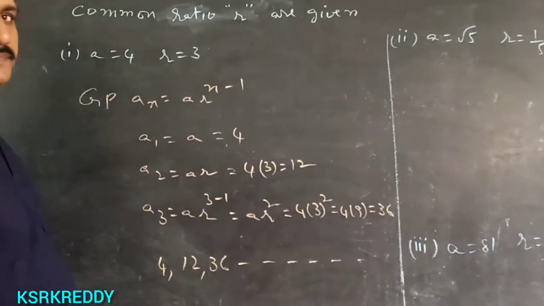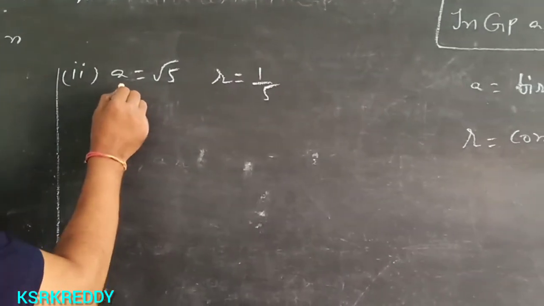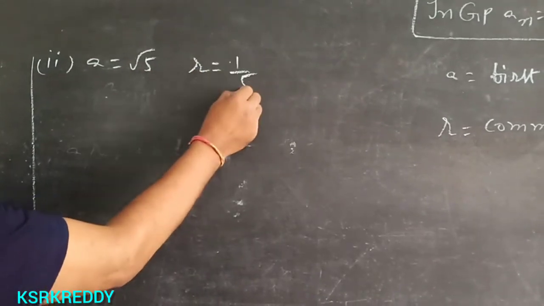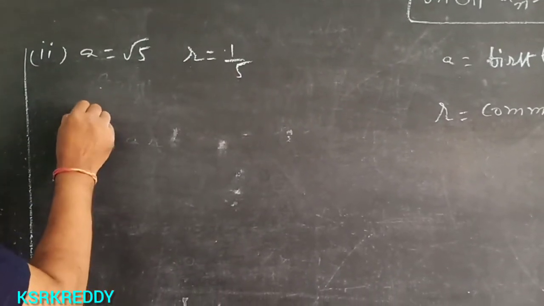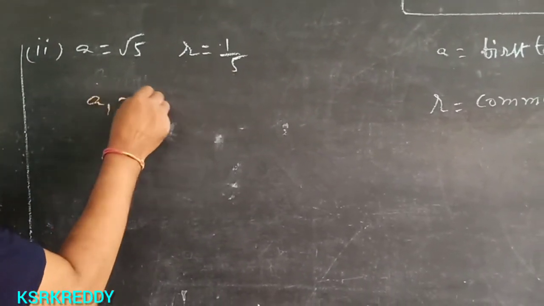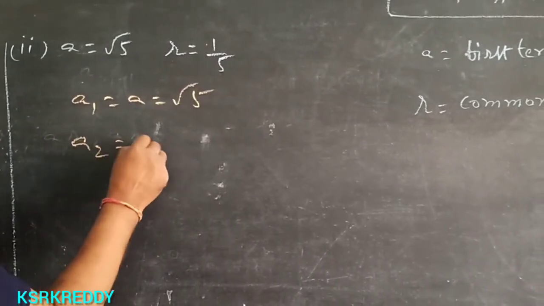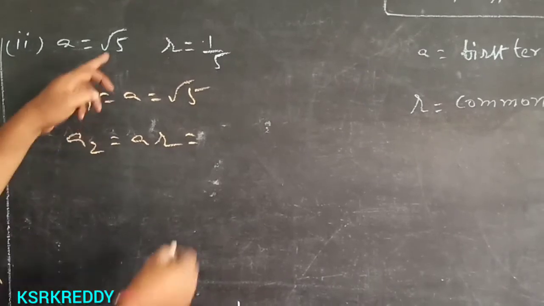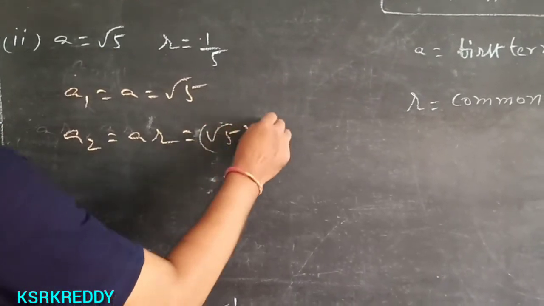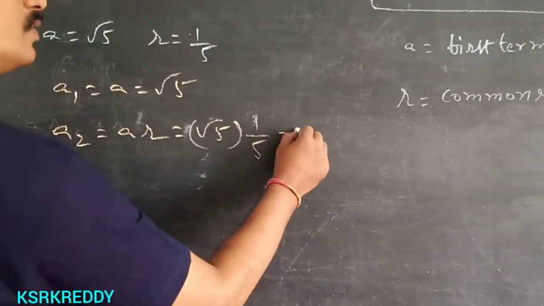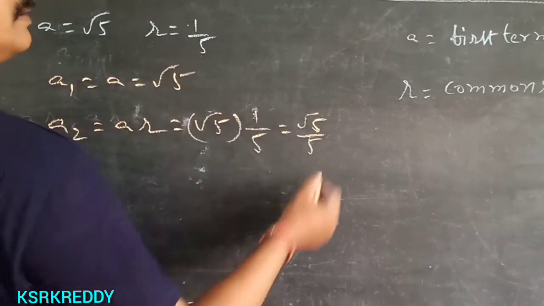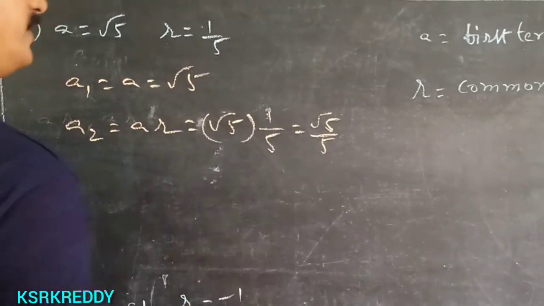3. Like, second example: A equal to root 5, R equal to 1 by 5. So A1 is equal to A equal to root 5, A2 equal to AR. A value, what is it? Root 5 into 1 by 5, that equal to root 5 by 5.